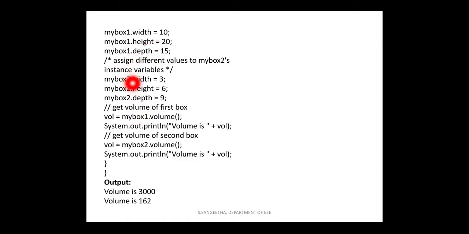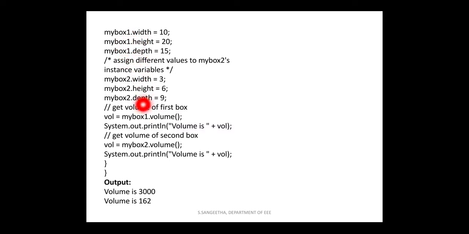Next you have to get the volume of the two boxes. First you have to get the volume of the first box as vol is equal to mybox1.volume. So this will be the volume for the first box. Next you have to print the answer, that is System.out.println. By using this command you have to print the output as "Volume is", and plus vol, that means the vol value will be displayed along with this "Volume is" statement. So what is the plus vol value? mybox1.volume.